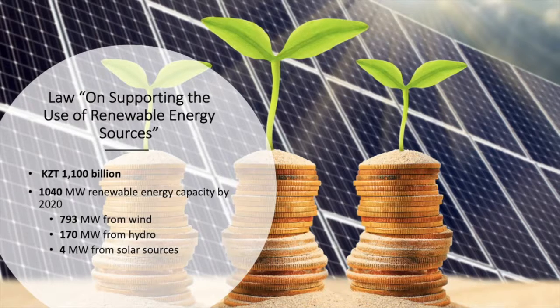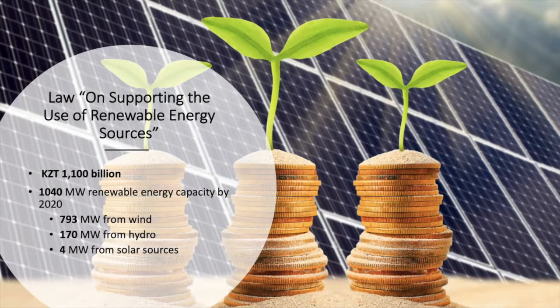The cost of the program is estimated at 1,100 billion tenge. The plan aims to install about 1,040 megawatt renewable energy capacity by 2020, including 793 megawatt from wind, 170 megawatt from hydro, and 4 megawatt from solar sources.